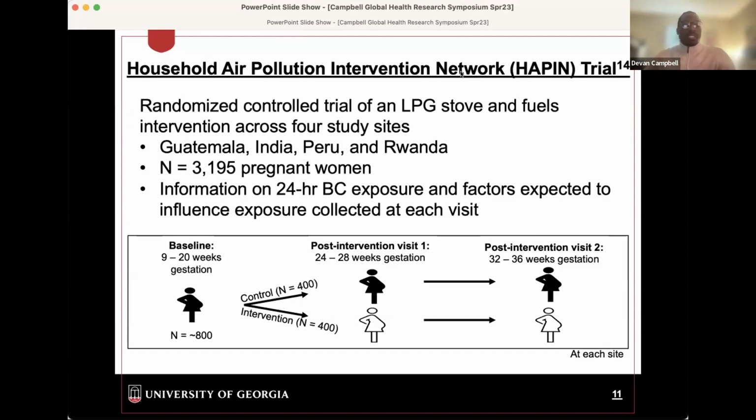The first visit was conducted at baseline when the pregnant woman was at 9 to 20 weeks of gestation. This is before they were randomized into either the control or intervention group, where the control group is going to continue to use whatever traditional biomass stove they were using beforehand, and the intervention group was expected to use the LPG stove intervention. After they were randomized, we then followed up with post-intervention visits 1 and 2 at each of the study sites.